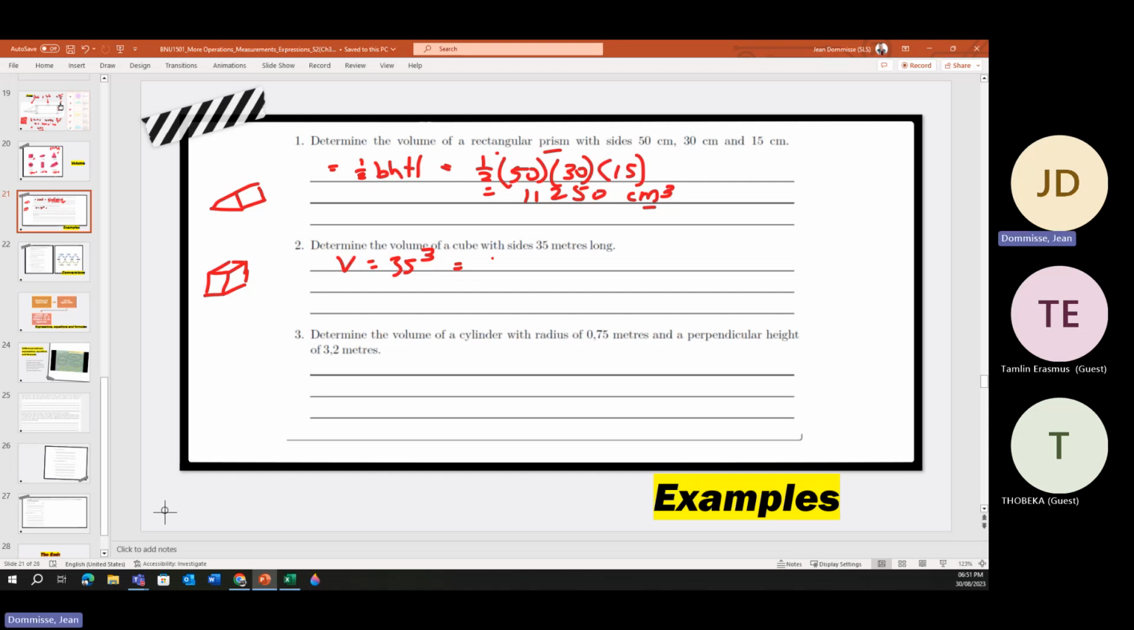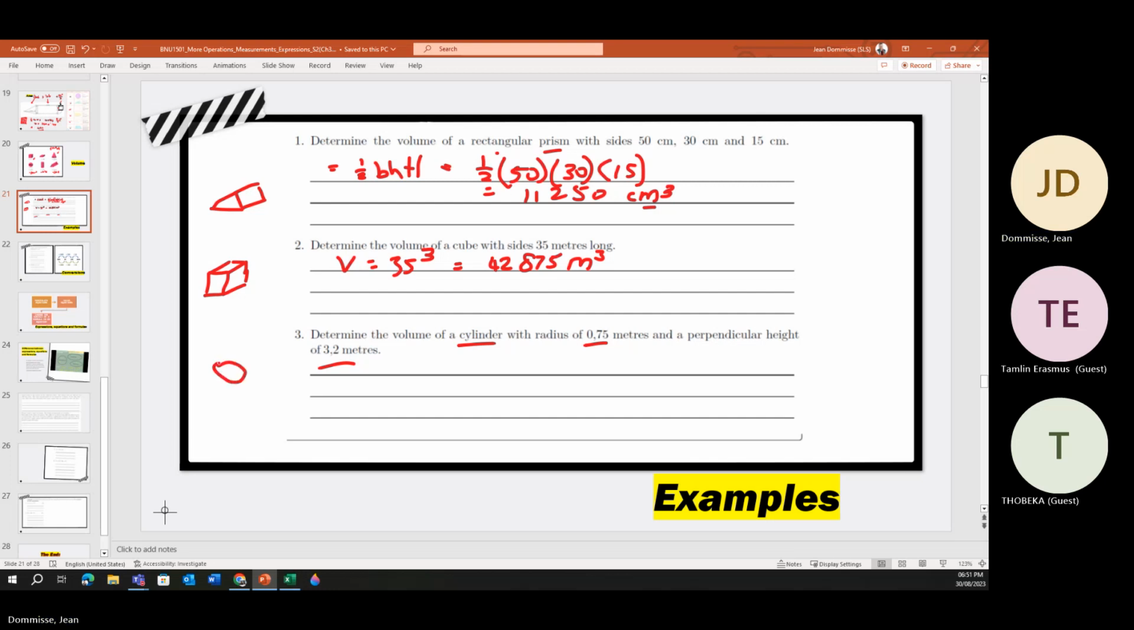That will give us 42,875. And just remember, again, the meters cubed, so that you always add that again to your answer. Okay, and then the last one seems a bit different. Determine the volume of a cylinder with radius of that and a height of that.